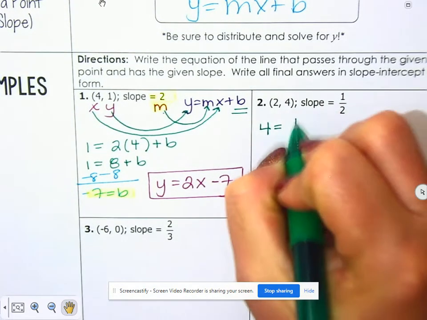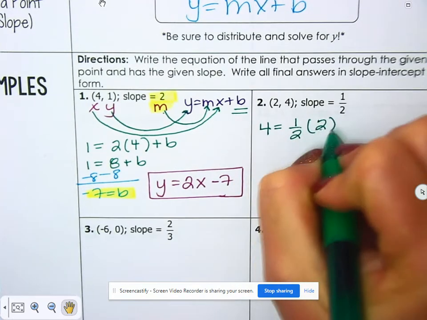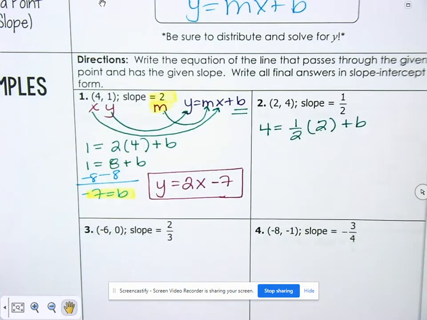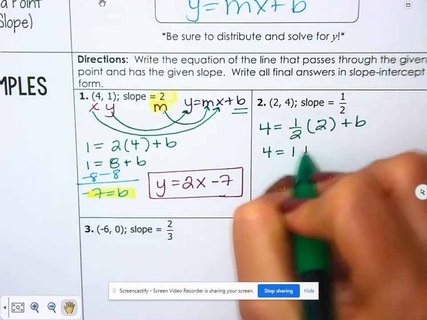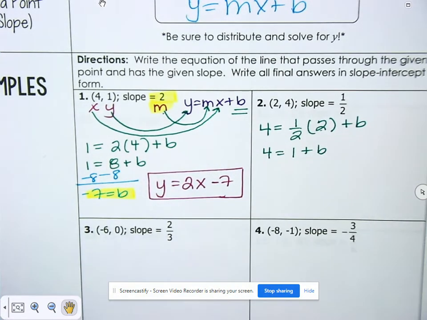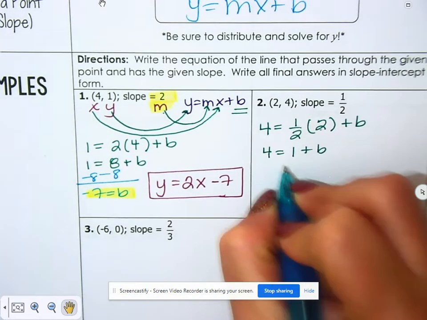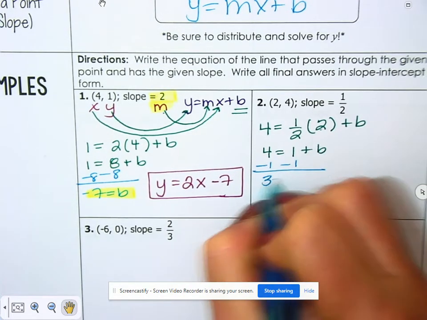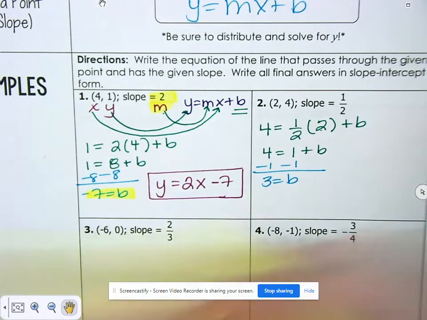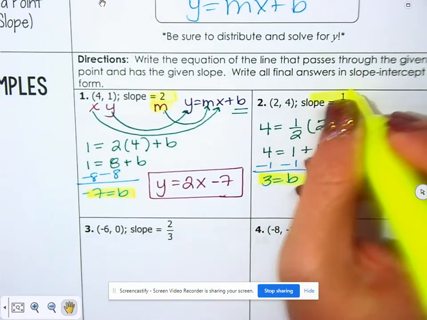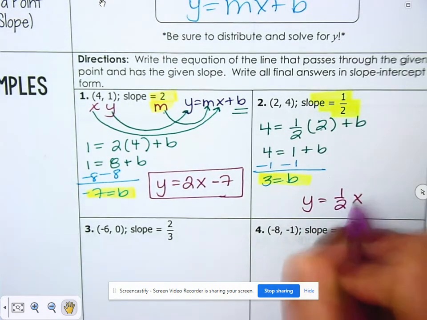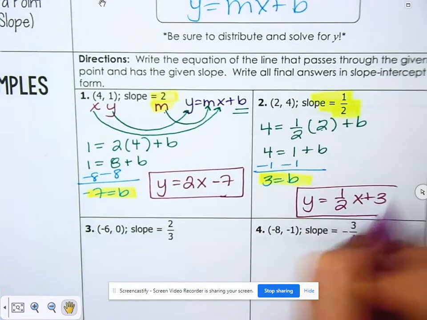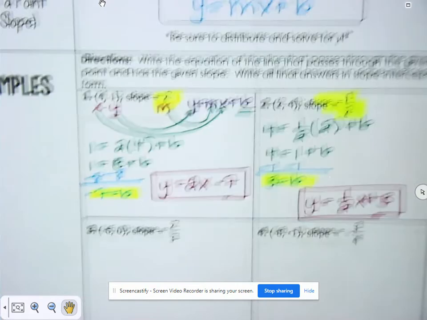Okay, so same thing. Y is 4, m is 1/2, x is 2 plus b. Half of 2 is 1. And then we're going to solve from there. So we're going to subtract 1. So 3 is b. So there's our b. And then our m was up here. So it's y equals 1/2 x plus 3.